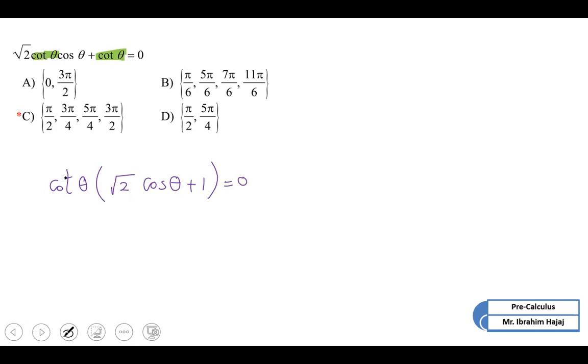So simply, using the zero product property, either cotan theta is equal to 0, or radical 2 cosine theta plus 1 is equal to 0. From the first one, we can flip first as tan.